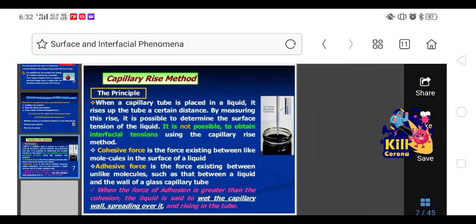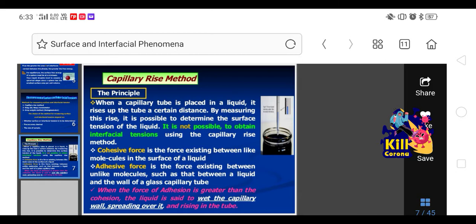Now in this method, a capillary tube is placed in the liquid whose surface tension we want to measure. When you put the capillary in, the liquid will rise above its level. The cohesive force is a force existing between like molecules at the surface of the liquid, and the adhesive force is a force existing between unlike molecules. So when the force of adhesion is greater than cohesion, the liquid is said to wet the capillary, spread over it and rise.